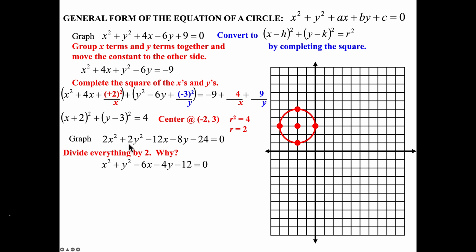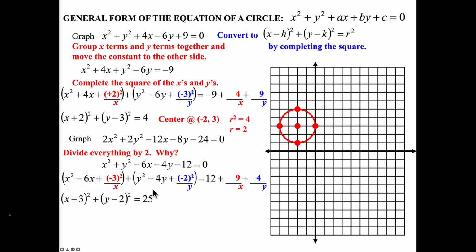So that's x squared plus y squared, 12 divided by 2, 6, minus 6x. 8 divided by 2, minus 4. 24 divided by 2, minus 12. 0 divided by 2, 0. All right, group your x's, group your y's, put in your plus blanks, and complete the square. Half of minus 6 is minus 3, squared is 9. Half of minus 4 is minus 2, squared is 4. Write your equation. Get your binomial squared. x minus 3, binomial squared. y minus 2, binomial squared.